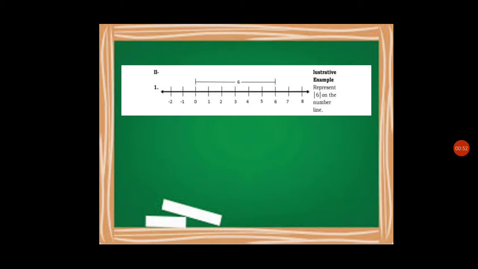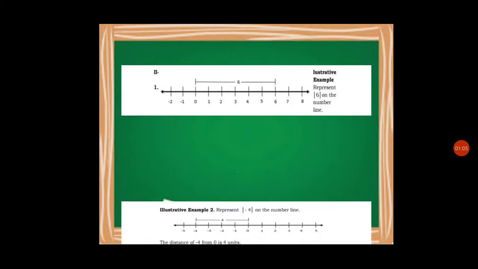Next, we have our illustrative example. We are going to represent the absolute value of 6 on the number line. It comes from 0 to positive 6, therefore the distance is 6.